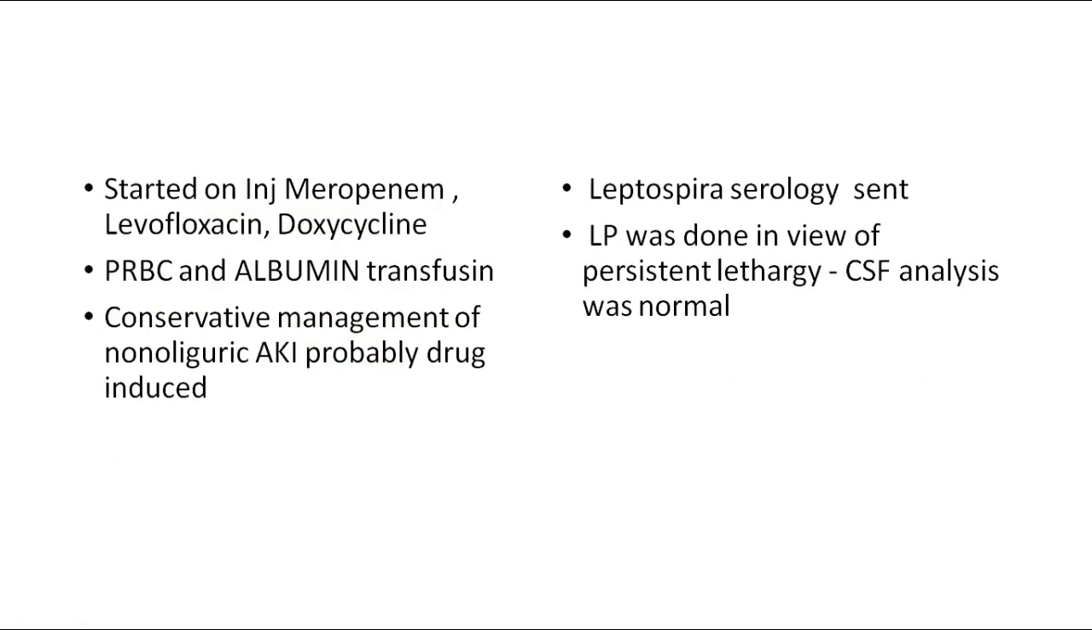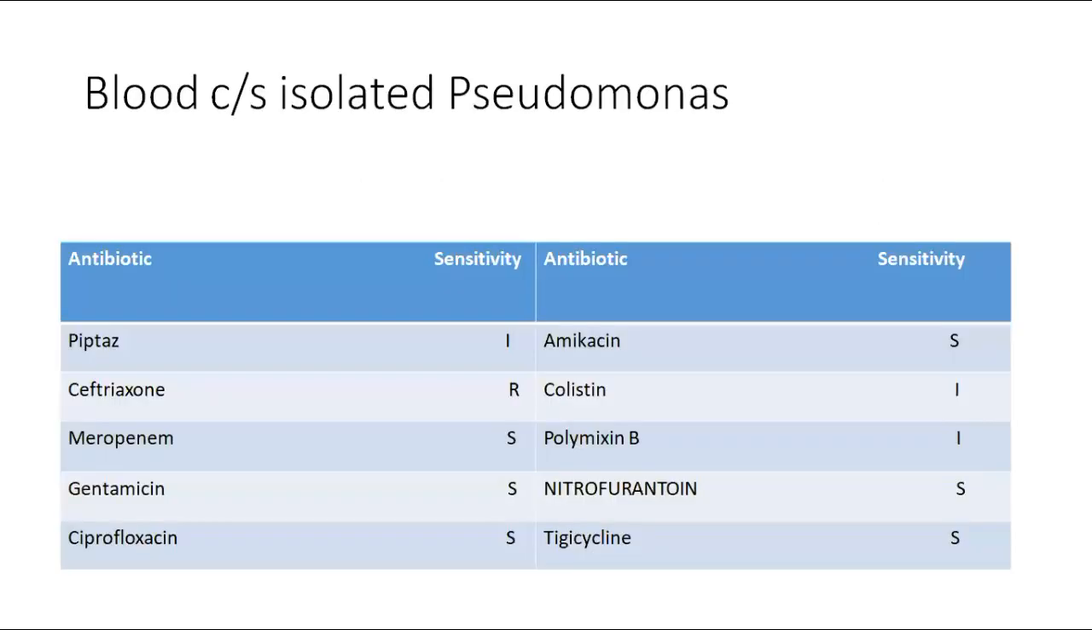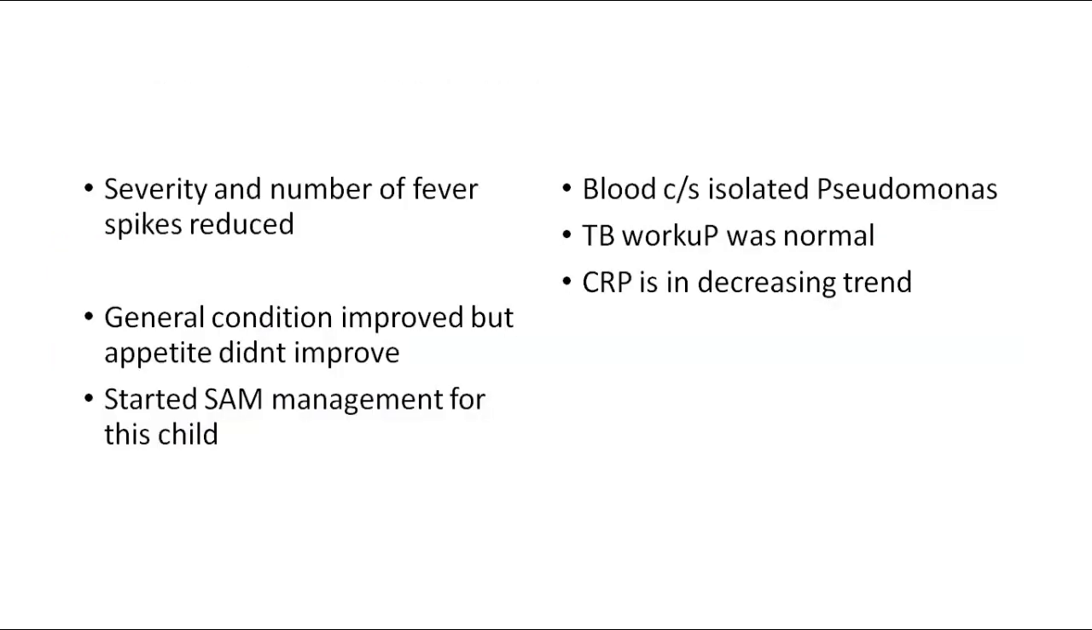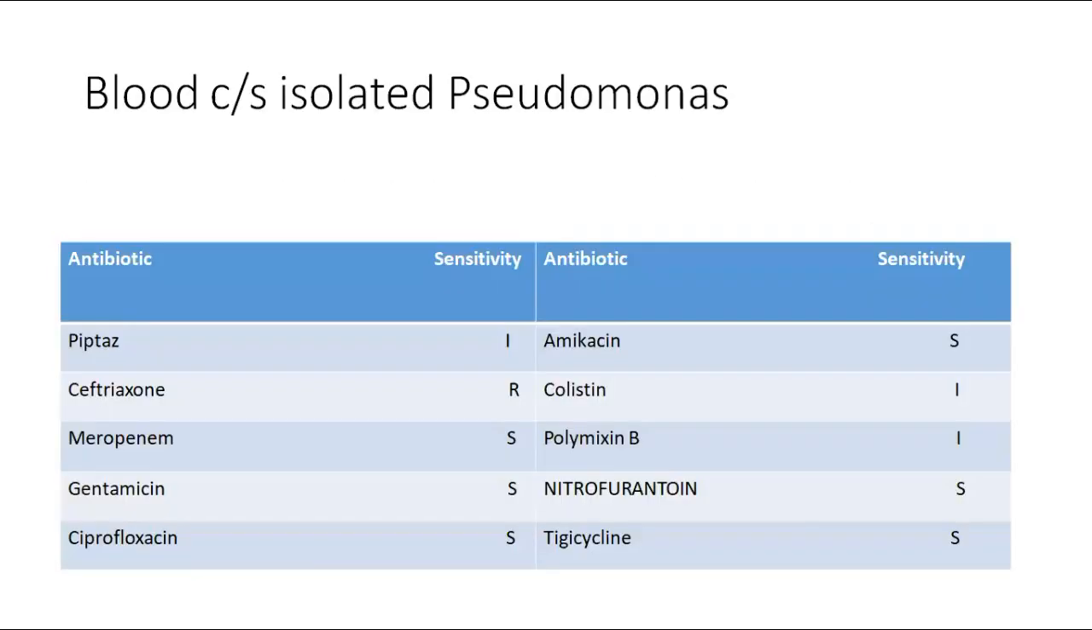And we even sent leptospira serology, and LP was done as the child is lethargic, and the CSF analysis is normal. So for this child, blood culture isolated pseudomonas. This is the sensitivity pattern of the blood culture isolate. So what is the antibiotic of choice for this child?